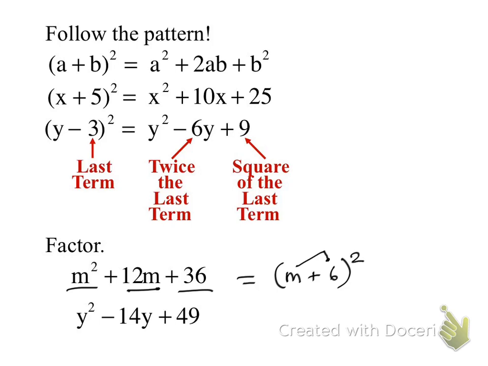Now, you can write that as the quantity of m plus 6 times the quantity of m plus 6. But it's easier to write it squared. Now, why don't you try the next one? Pause the recording. Chris, question. Do you want us to leave it as the binomials? I don't care. They're equivalent.